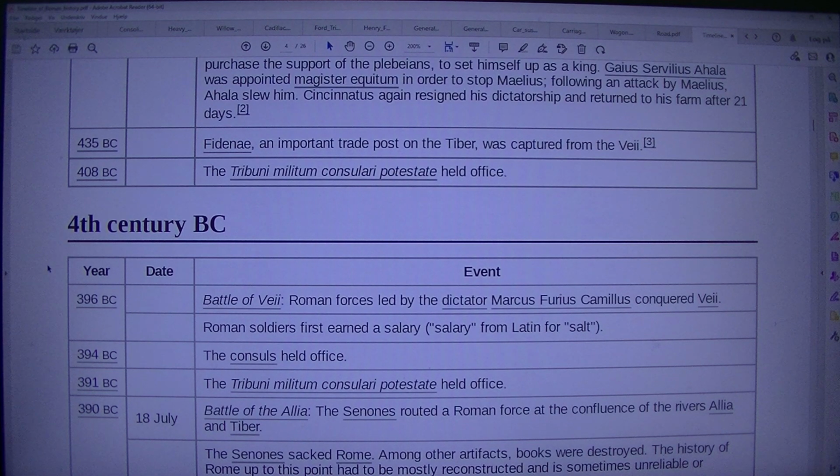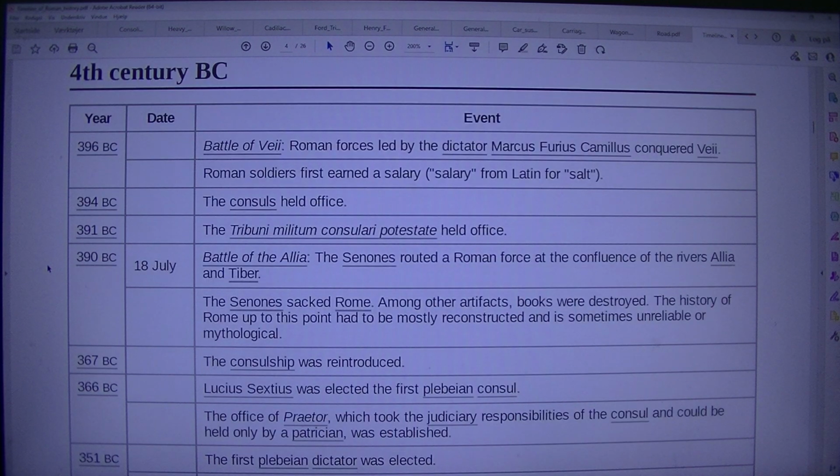435 BC. Fidenae, an important trade post on the Tiber, was captured from the Veii. 408 BC. The Tribuni Militum Consulari Potestate held office. 4th century BC. Year, date, event. 396 BC. Battle of Veii. Roman forces led by the dictator Marcus Furius Camillus conquered Veii. Roman soldiers first earned a salary, from Latin for salt.